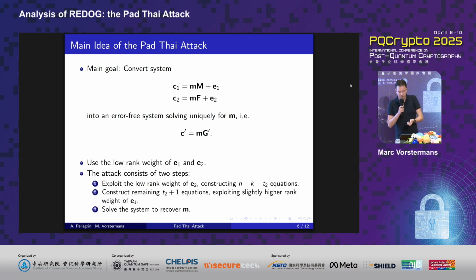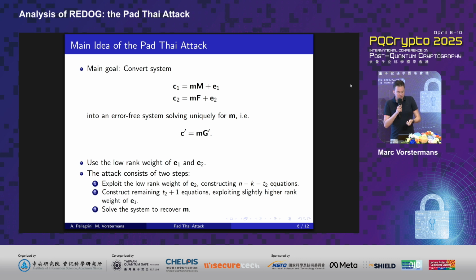What allows us to do this is that the rank weight of E1 and E2, to already spoil that, is relatively low. To give you the actual numbers, the authors of REDOG gave parameter sets for 3 security levels: 128 bits, 192 bits, and 256 bits. T1 is equal to 6, 12, and 15, respectively, for the security levels, and T2 was 2, 2, and 3, respectively. So it's really T2 being very low here that makes this attack successful.